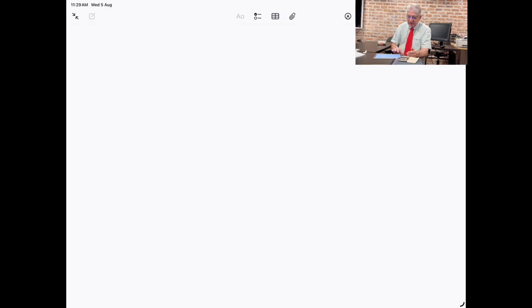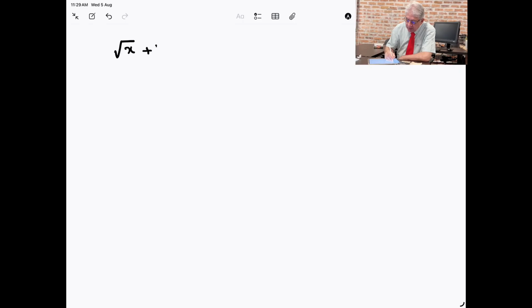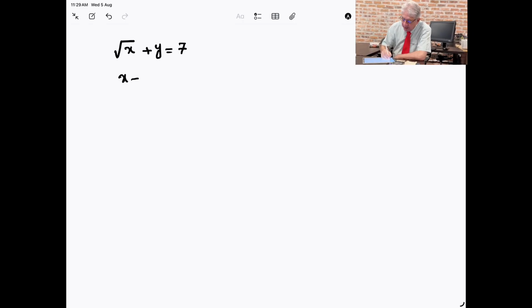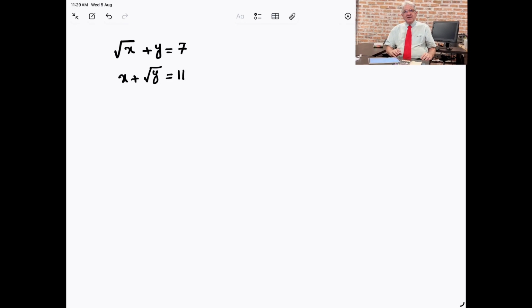Another question, which is actually a simultaneous equation, but there is a square root involved. The question is like that: square root of x plus y is equal to 7. Then x plus square root of y is equal to 11. Now, to solve this, if you want to square it and then remove the square root and all this, it will be very complicated.